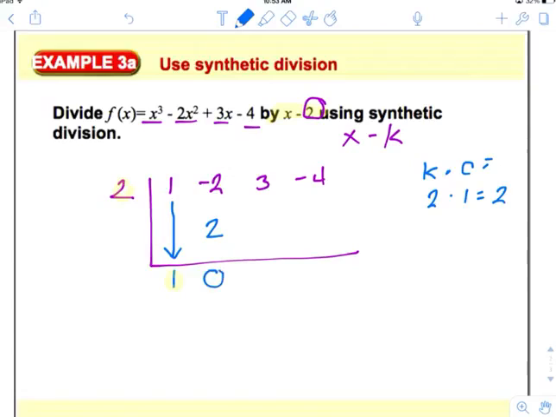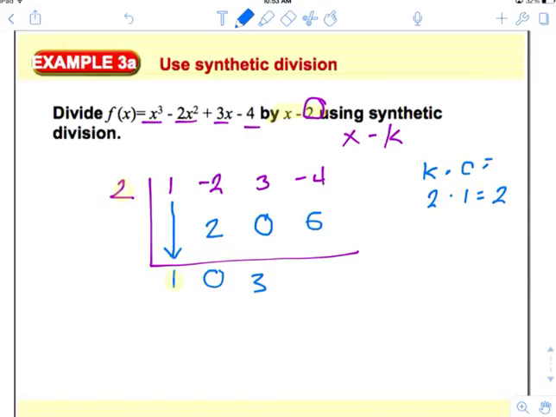And I'm going to repeat that process. So I'm going to take my k value, which is 2, multiply by 0, and put the solution inside the next column. 2 times 0 is 0. And then add down. 3 plus 0 is 3. Multiply again. 2 times 3 is 6. Add down.